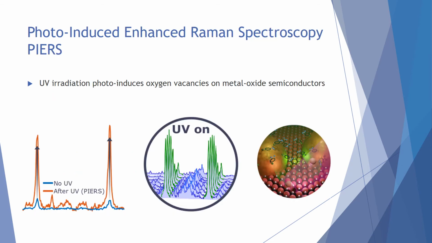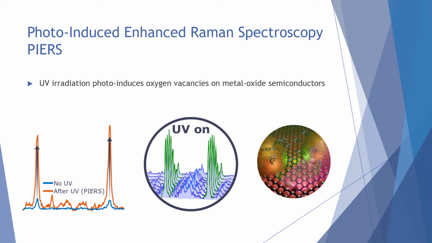In this work, we probe for photo-induced oxygen vacancies on the surface of metal-oxide semiconductors through a technique called PIRS, photo-induced enhanced Raman spectroscopy. Pre-irradiating with UV light causes oxygen vacancies to form on the surface of these metal-oxide semiconductors. The oxygen vacancies then interact with analyte molecules, enhancing the Raman signal beyond the surface enhanced Raman signal that was there before, or the SERS signal.